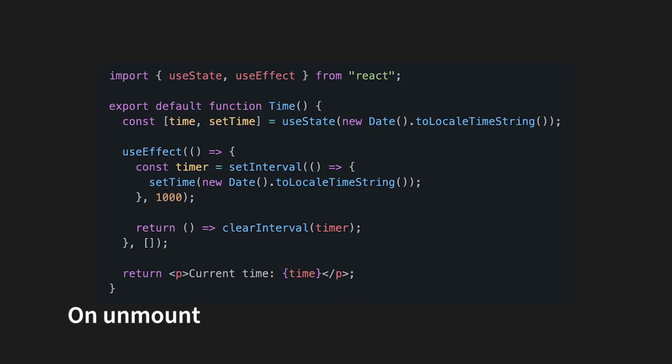In this example, we see how both frameworks handle cleanup when a component unmounts. Here, the time component uses the useEffect hook to start a timer that updates the current time every second. The hook returns a cleanup function that clears the interval when the component unmounts, preventing potential memory leaks.